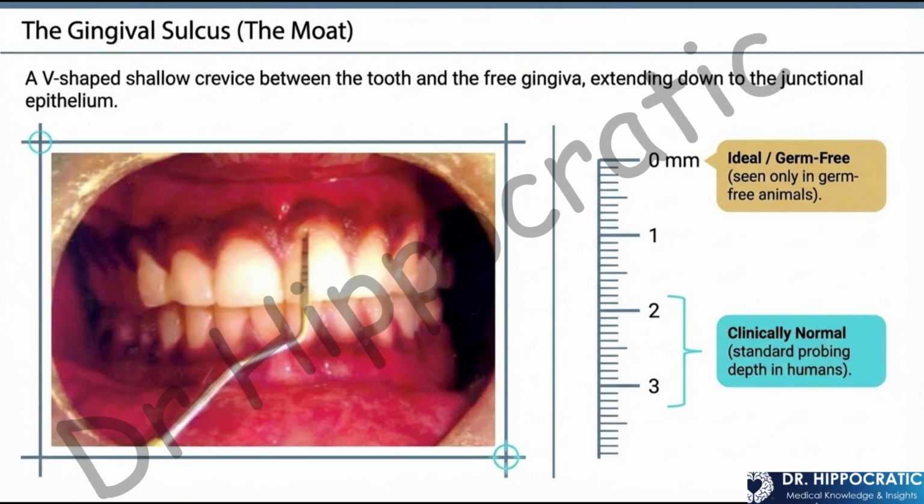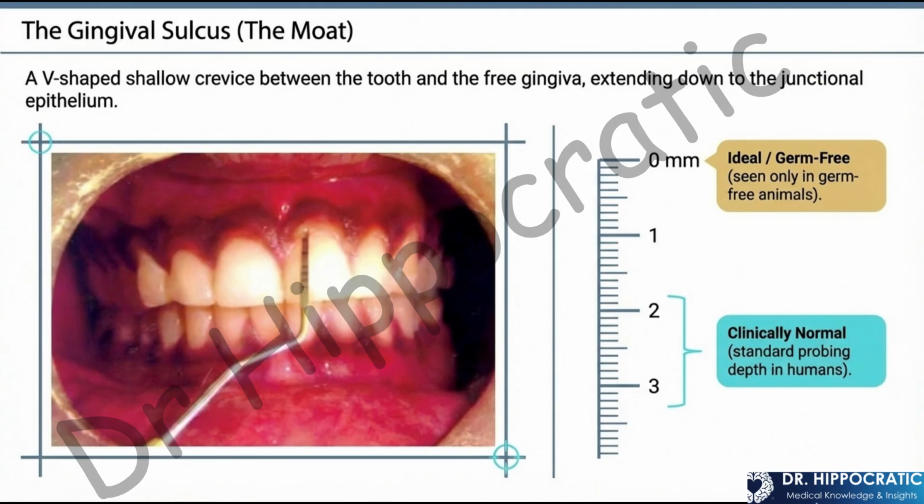Wait, hold on. If the presence of bacteria causes the tissue to detach and form this moat, why doesn't the immune system just escalate the response, eradicate the bacteria completely, and reattach the tissue to achieve that 0 millimeter ideal? Why tolerate a 2 to 3 millimeter gap at all? Because complete eradication of the oral microbiome is biologically impossible and, honestly, evolutionarily undesirable. Because some of the bacteria are good. Exactly. Many of those bacteria are commensal.